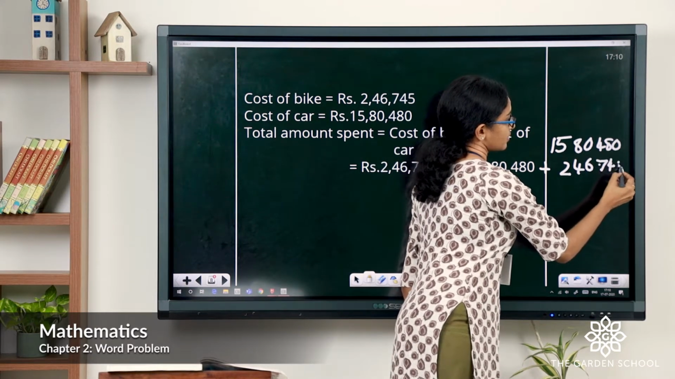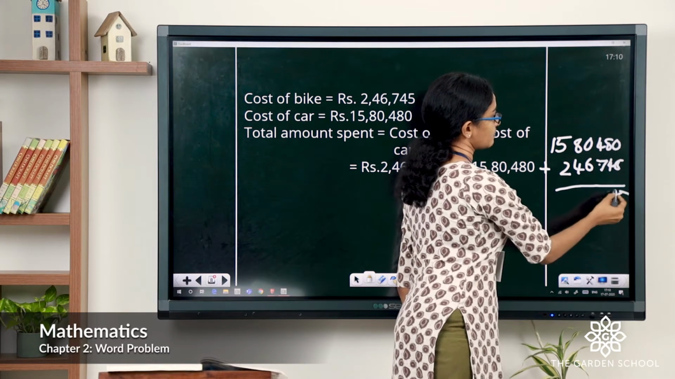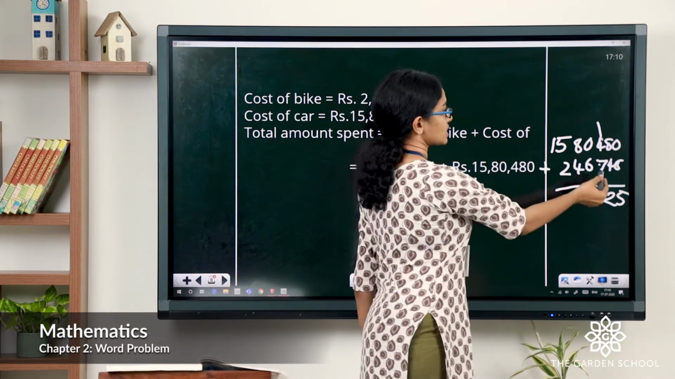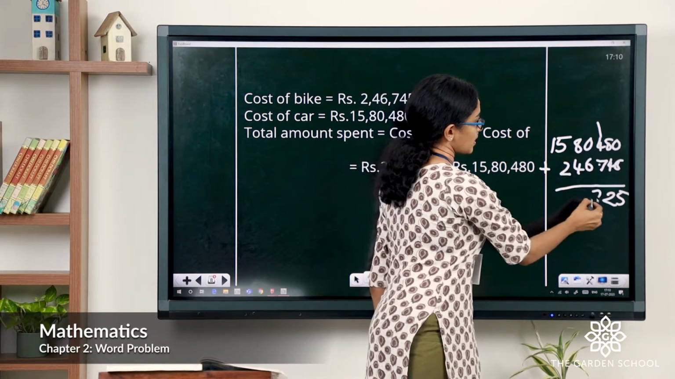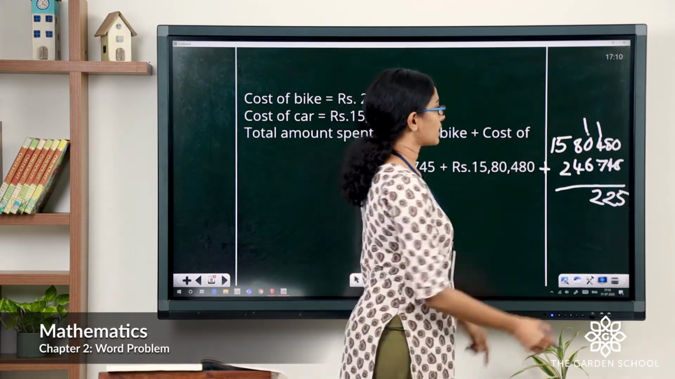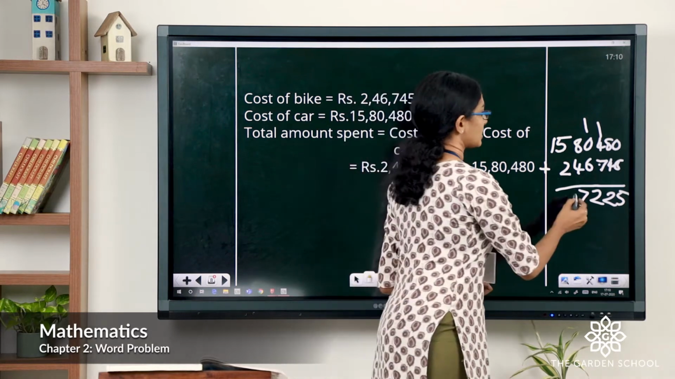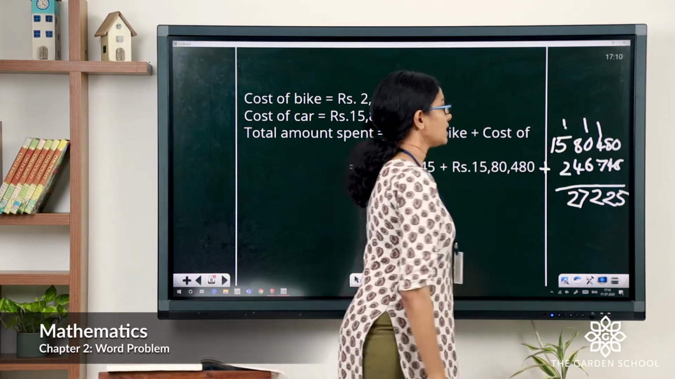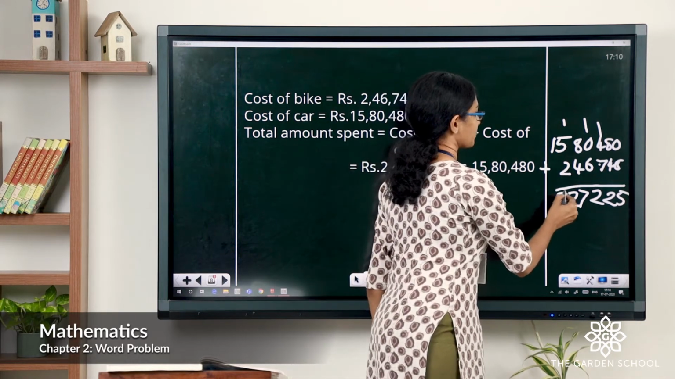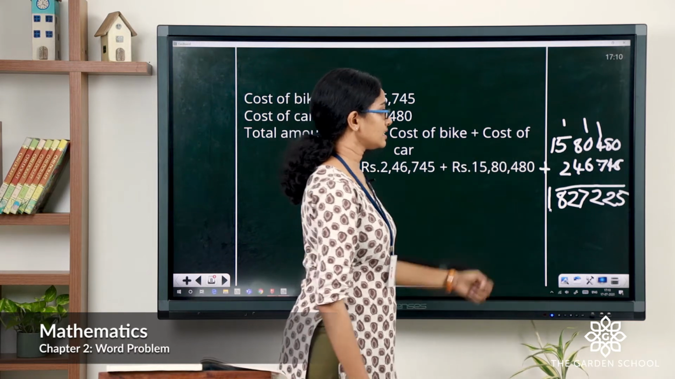2,46,745. So, 0 plus 5 is 5, 8 plus 4 it is 12, a carryover to the hundreds place. 7 plus 4 is 11 plus 1, 12, a carryover. 6 plus 0 is 6, plus 1 it is 7. Now 8 plus 4 it is 12. So you write the 2 here and carry over the 1. Now 5 plus 2 is 7, plus 1 it is 8. Now the 10 lakh is brought down.